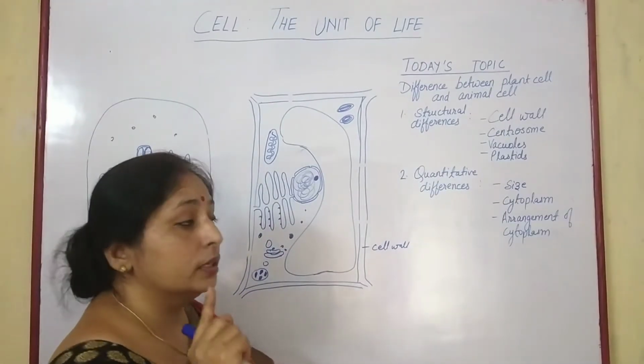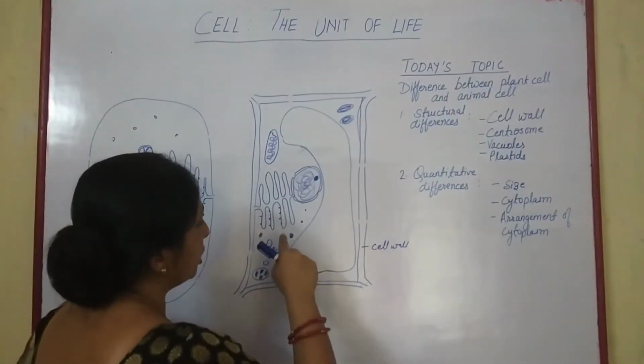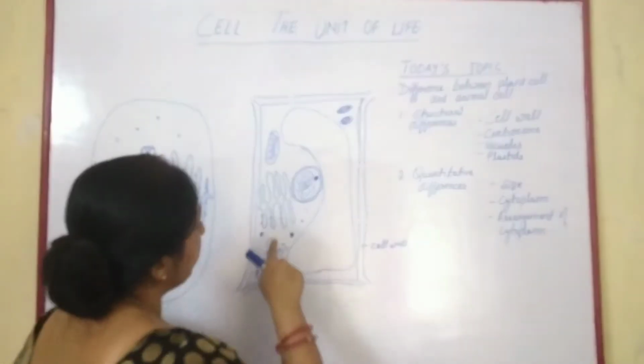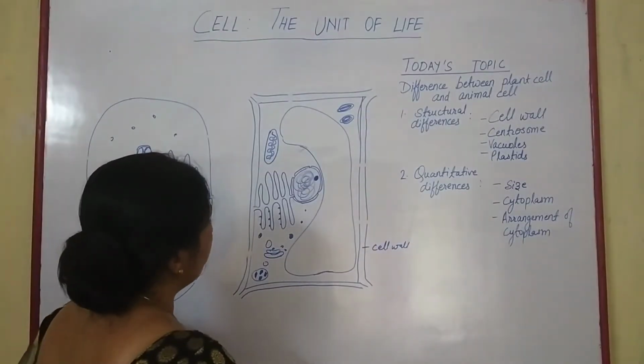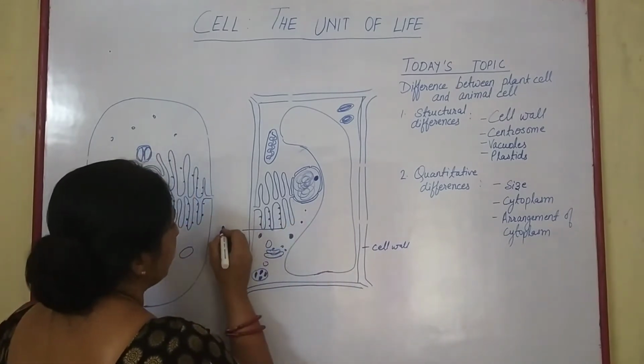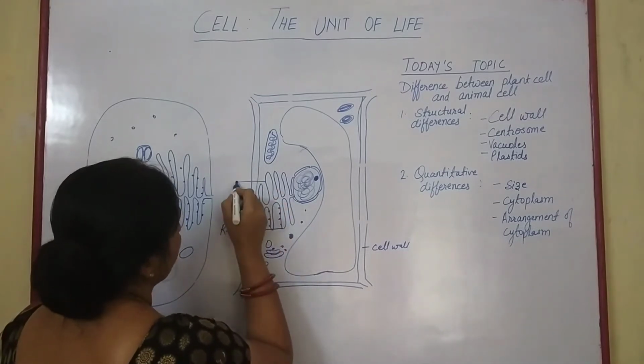Ribosomes, if they are attached to the endoplasmic reticulum, this irregular structure, then it is the rough endoplasmic reticulum. If ribosomes are absent, then it is the smooth endoplasmic reticulum.